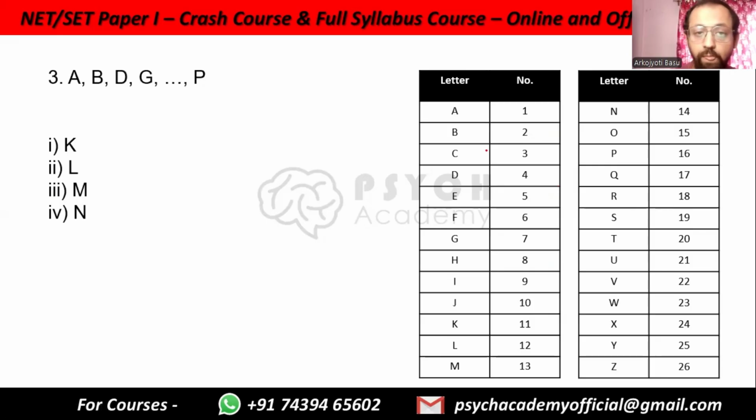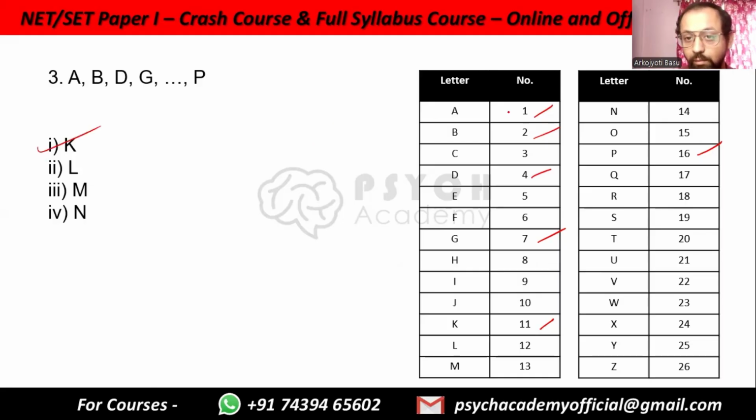A, B, D, G, _, P. 1, 2, 4, G is 7, and then you have a gap, and then P is 16. So let's see, increasing by 1 from 2, we have 0 gap. Out here we have 1 gap, 2 gaps. So if we take 3 gaps out here, 8, 9, 10 gone, 11 should be K. 4 gaps, let's see, 12, 13, 14, 15, 16. Yes, it is matching. So the answer is K, that is 11.